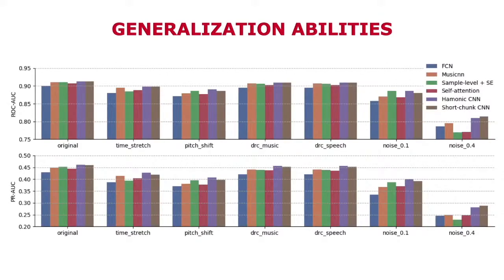As a result, harmonic CNN showed the best generalization ability except for the heavy white noise addition. And short-chunk CNN generalizes the best against heavy white noise. Musicnn could generalize well, but its musically motivated filters could not generalize against pitch shift. And dynamic range compression is not critical for the prediction.